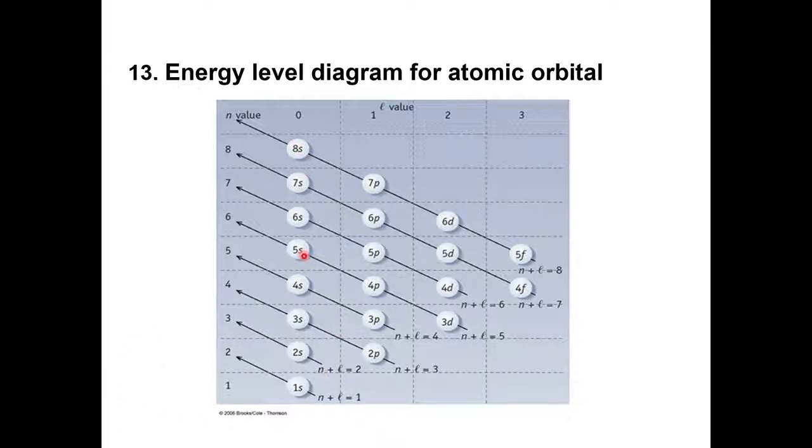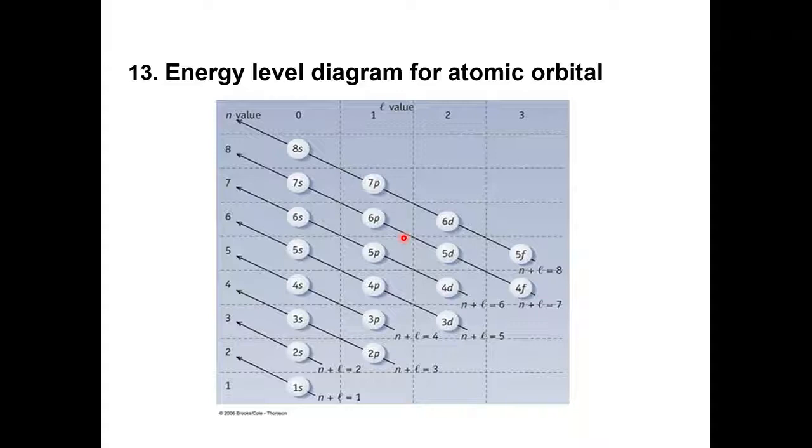This is the energy level diagram for the atomic orbitals. I have here 1s, the principal quantum number n, and then l equal to 1, and here it is 2. The energy level n value, and these are the different energy levels: 1s, 2s, 2p, 3s, 3p, 3d, like that. You will be able to see the diagram.